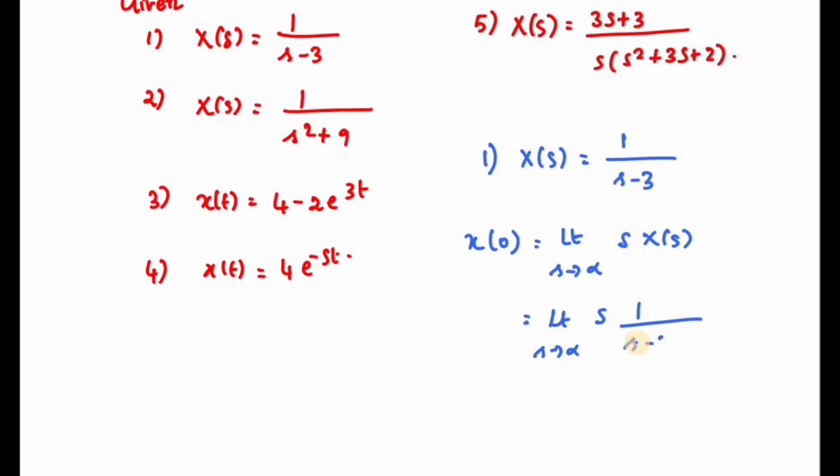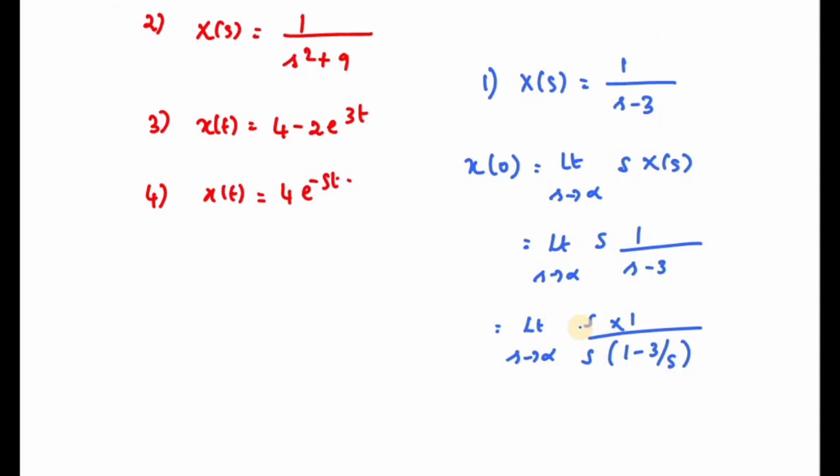If I take s common in the denominator, I will get 1 divided by 1 minus 3 divided by s. So this s and s get cancelled out. If I substitute, 1 divided by 1 minus 3 divided by infinity, anything divided by infinity is 0. So we'll get the answer as 1. So here x of 0 is 1.